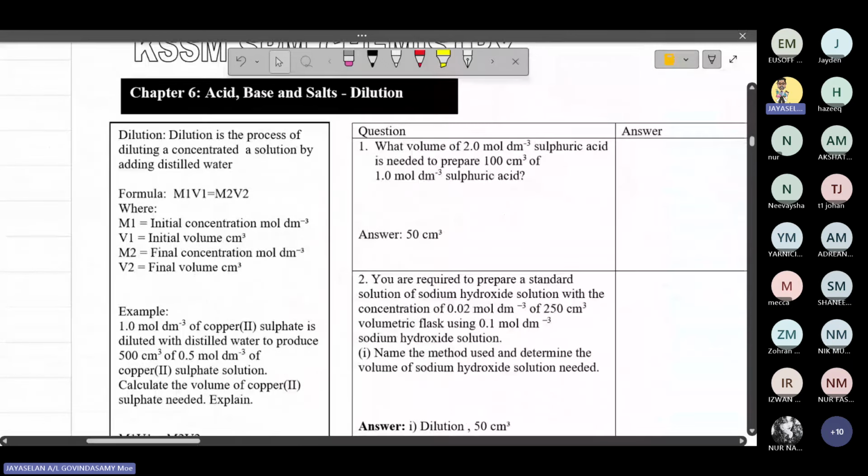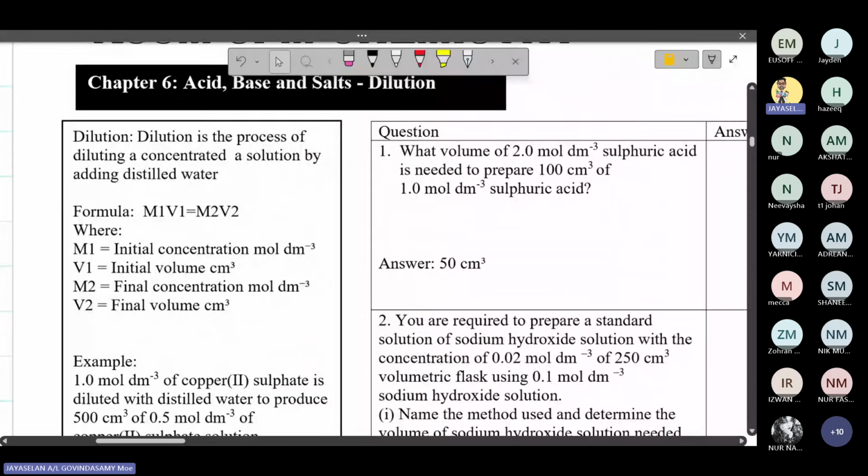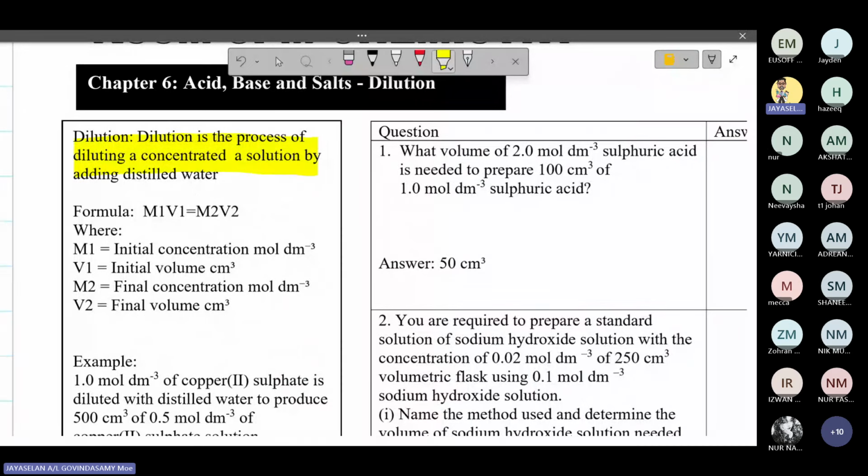Maybe can come out the dilution process. What is meant by dilution? Dilution is the process of diluting concentrated solution by adding distilled water to get more diluted solution. Itu saja. And please remember, bila dia kata tambah air, add water saja. Please remember the formula M1V1 sama dengan M2V2. This is before, this is after add water.